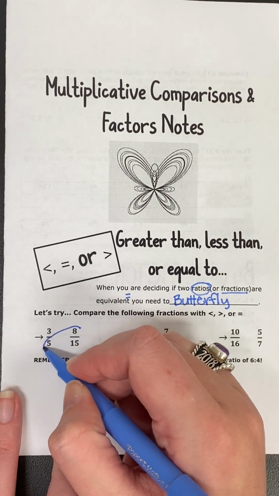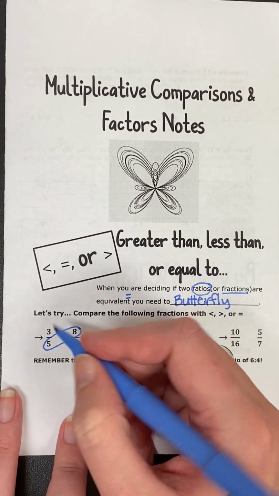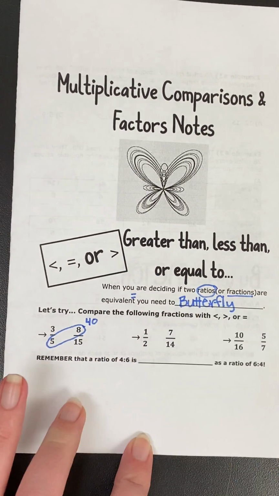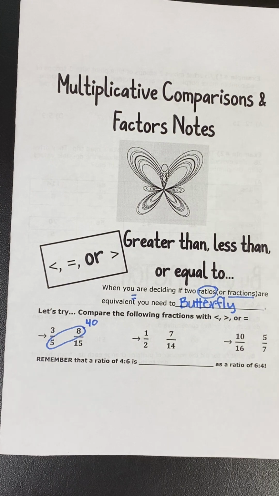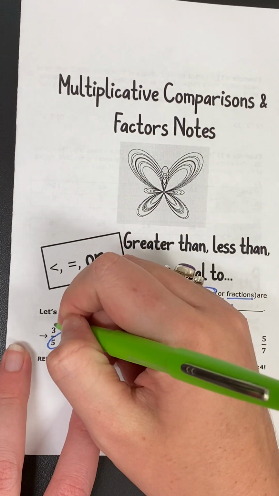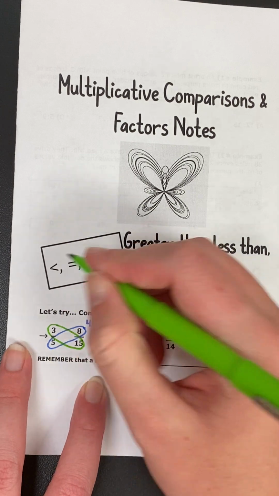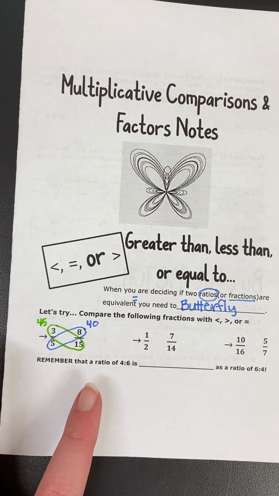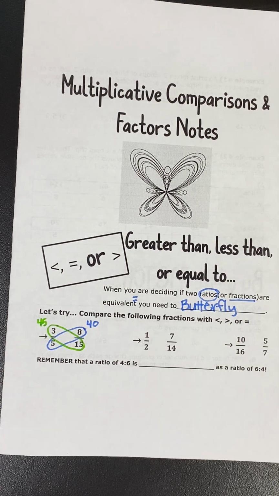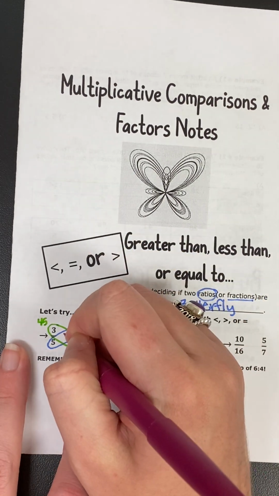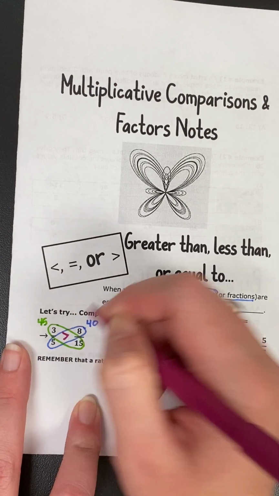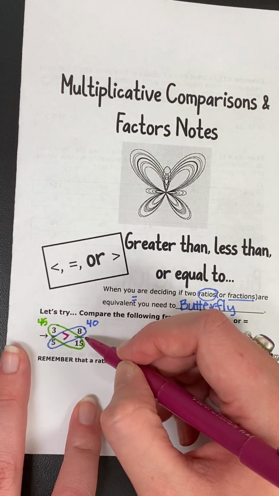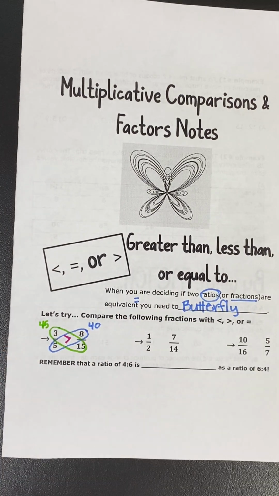So I would circle my 8 and my 5, and just like on proportions, I'm going to multiply those two. 8 times 5 is 40, and our answers always go at the top. And then I'm going to multiply 3 times 15, which is 45. So which one is bigger, 45 or 40? We know the 45 is bigger, so we put our symbol, the alligator eats the bigger number, so it needs to face the bigger number. So 3/5 is bigger than 8 over 15.